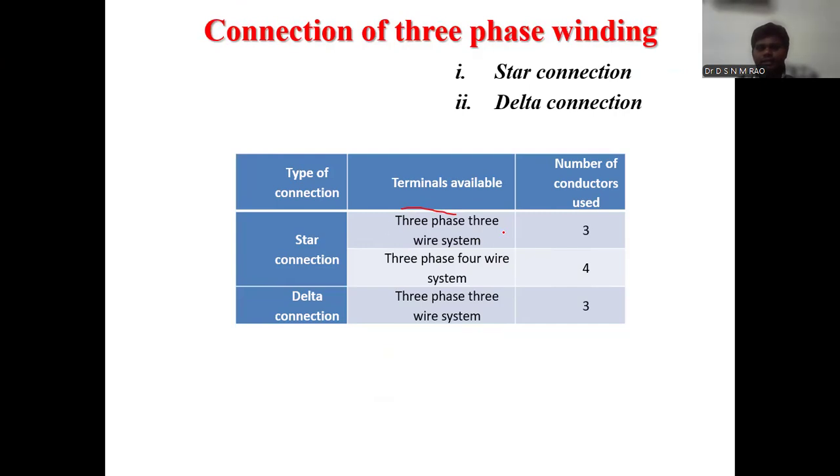Basically, the three-phase three-wire system is used at the generating side. Similarly, the three-phase four-wire system is used at the distribution side.